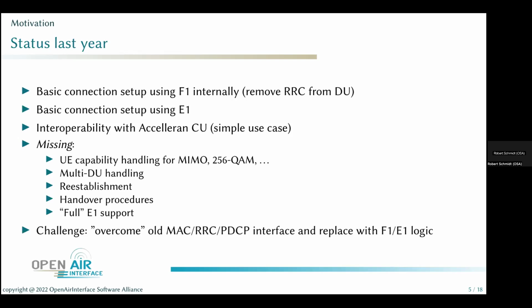In particular, UE capability did not work, which is quite important in order to make advanced things such as MIMO and 256 QAM possible. What, for example, was not possible until last year was to have high throughput, at least as far as we had it in OAI. Multi-DU handling was not possible.